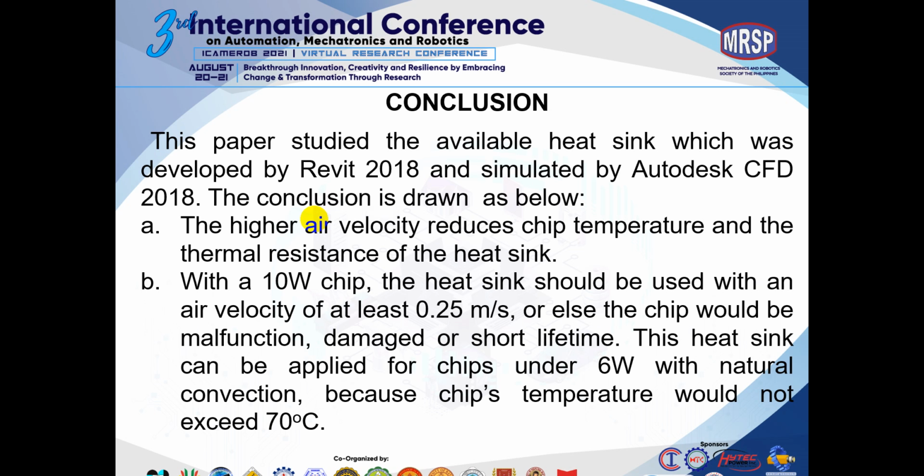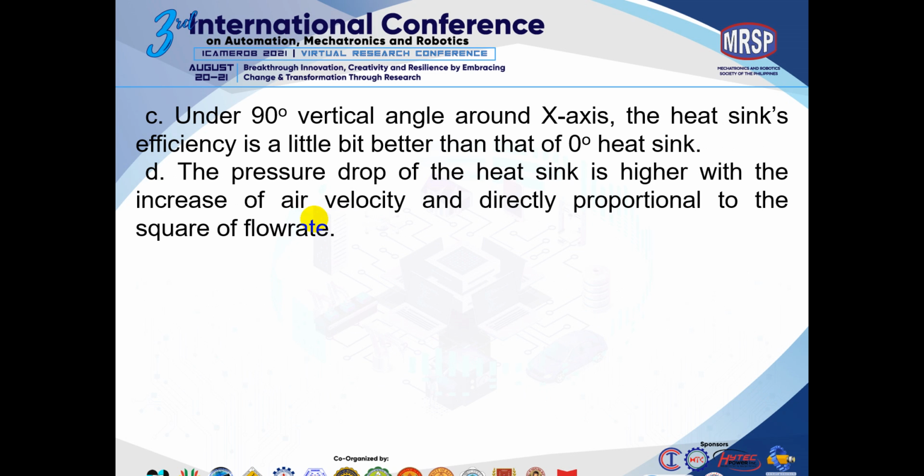The heatsink can be applied for chips under 6 watts with natural convection because the chip temperature does not exceed 70 degrees. Under the 90 degree vertical angle around the x-axis, the heatsink efficiency is a little bit better than that of the 0 degree heatsink. And the pressure drop of the heatsink is higher with the increase of air velocity and directly proportional to the square of the flow rate.